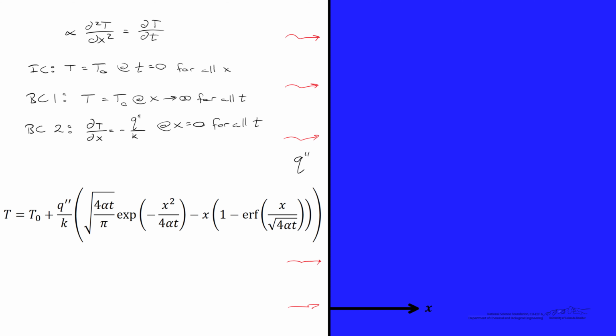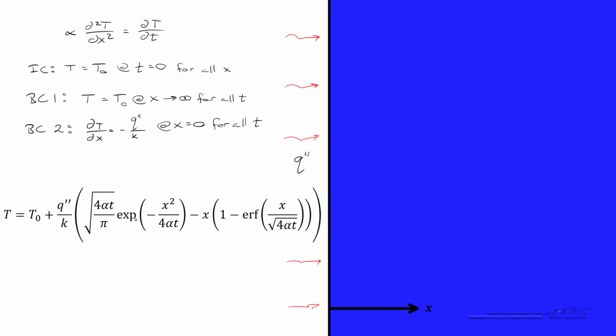The first thing, if we examine the form of this equation, if we consider x going to infinity, we'll find that e to the negative infinity will go to 0, and that term will drop out. The error function of infinity is equal to 1. 1 minus 1 is 0, and we're left with T is equal to T naught deep into the solid.